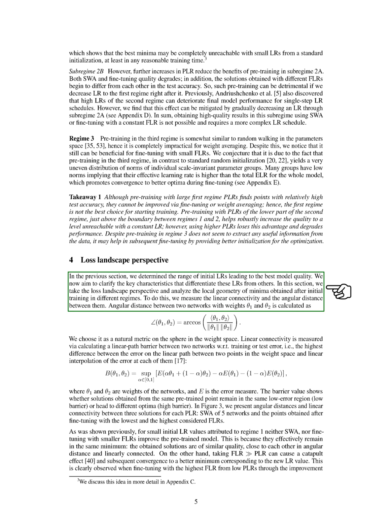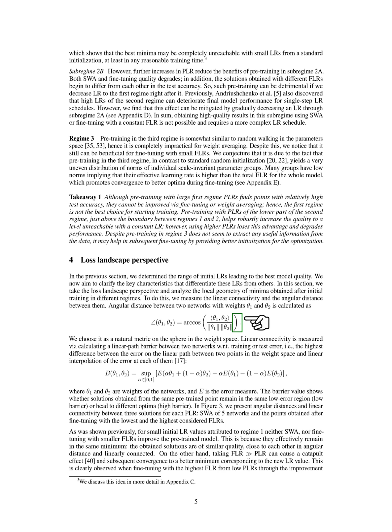Now, we aim to clarify the characteristics that set these LRs apart. We analyze the local geometry of minima obtained after initial training in different regimes by measuring linear connectivity and angular distance between them. The angular distance between two networks with weights is calculated using the cosine of the angle formed by their weight vectors. We use this as a natural metric in the weight space.